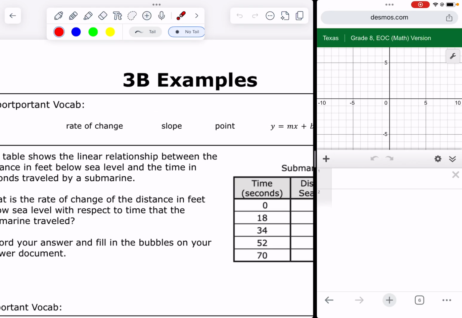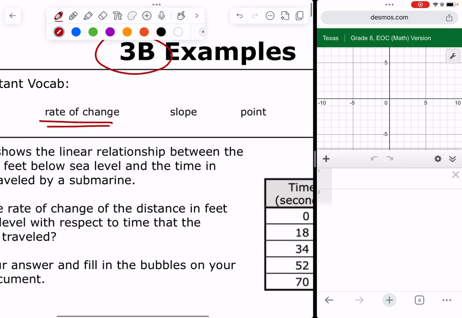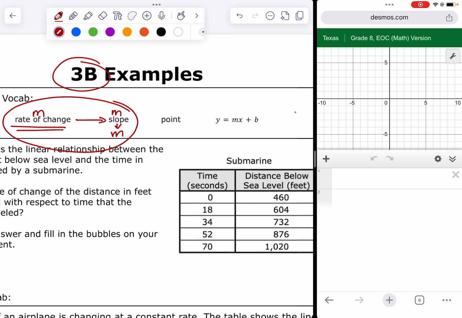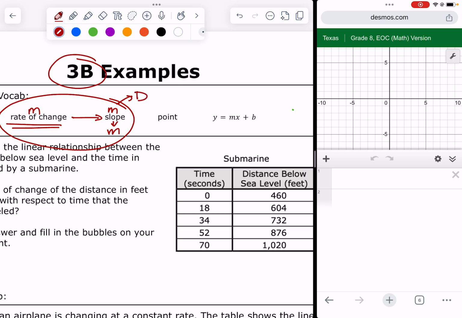Okay, so today we're going to be going over 3b, which is going to be rate of change. I know rate of change is the same thing as slope, and I know slope is m. So both rate of change and slope mean m. We use Desmos to find m, okay?